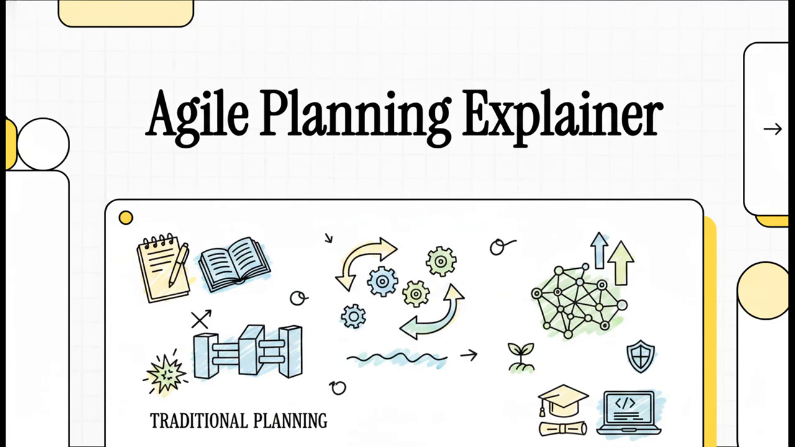Think of this as your professional university lecture covering section 23.4 of our software engineering textbook. Today, we're focusing on an absolutely vital concept in modern software development, Agile Planning.